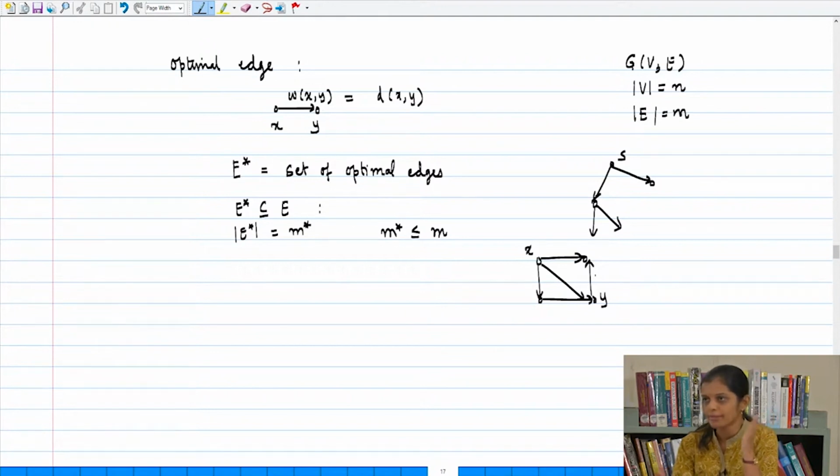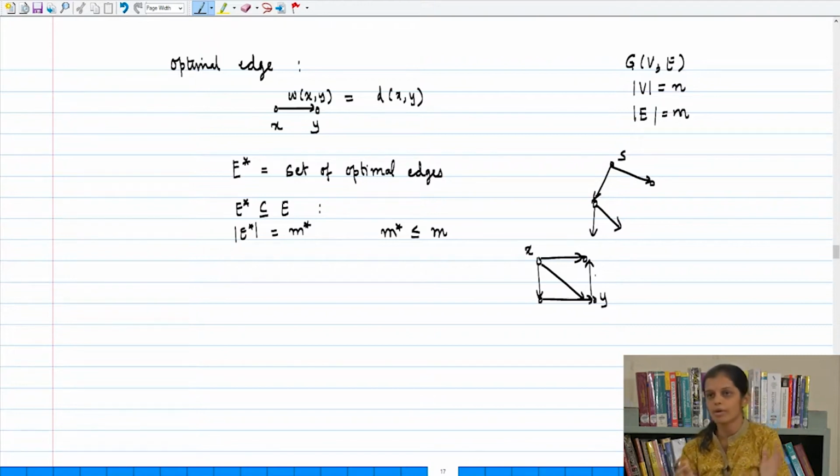Therefore you have examples where m star can be equal to m, so m star need not always be smaller, but in several graphs one can expect that m star is not equal to m, and m star can be significantly smaller than m. Any questions about the set E star?